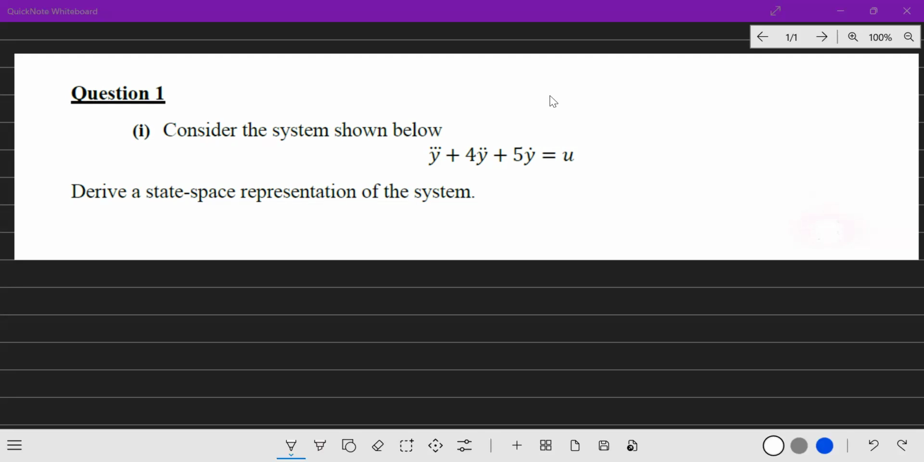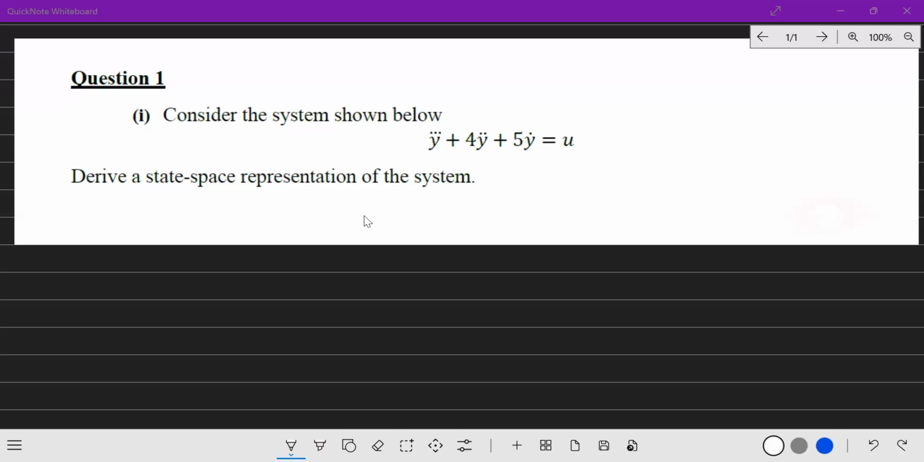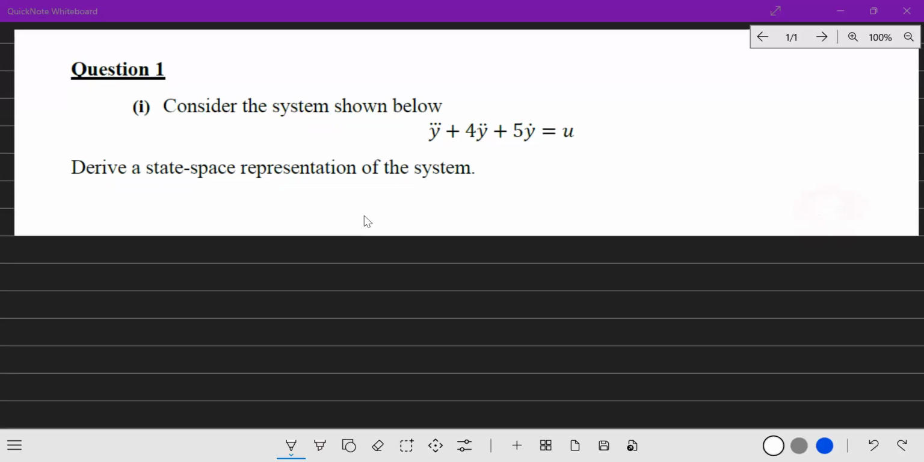So here's the first problem, on the state-space representation. The question reads: consider the system shown below. It's a third order system. You have the third derivative of y plus 4 times the second derivative of y plus 5 times the first derivative of y equal to u, where u is the input and y is the output of the system. We want to represent this system in state space representation.